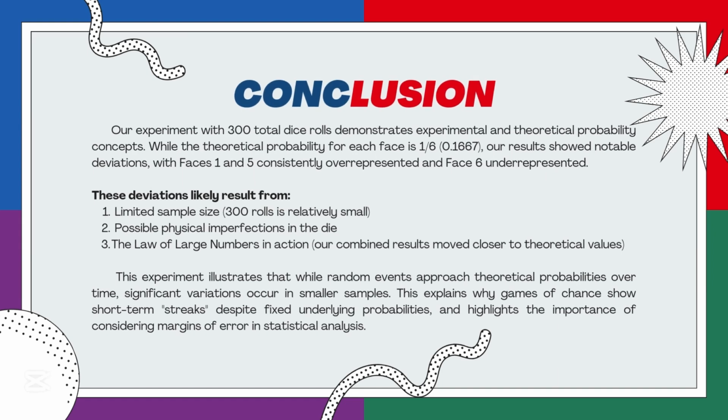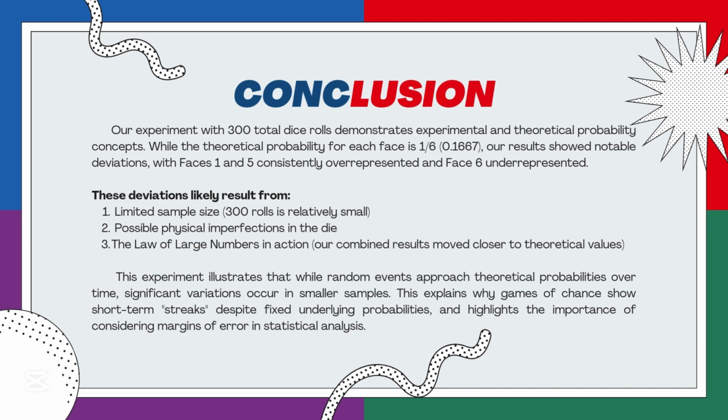To conclude this experiment, we rolled the die 300 times to see how our results compare to what probability says should happen. Theoretically, each phase should appear about 1 out of 6 times or roughly 0.1667, but in our actual results, phases 1 and 5 showed up more often than expected while phase 6 showed up less. These differences could be due to a few things.